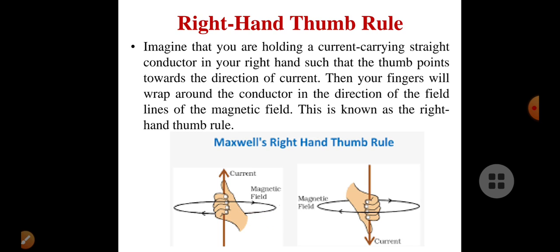So if the direction of current is upward, then the direction of the magnetic field will be anti-clockwise. And if the direction of current is downward, then you can see the direction of the magnetic field is clockwise. You can learn it like this also.